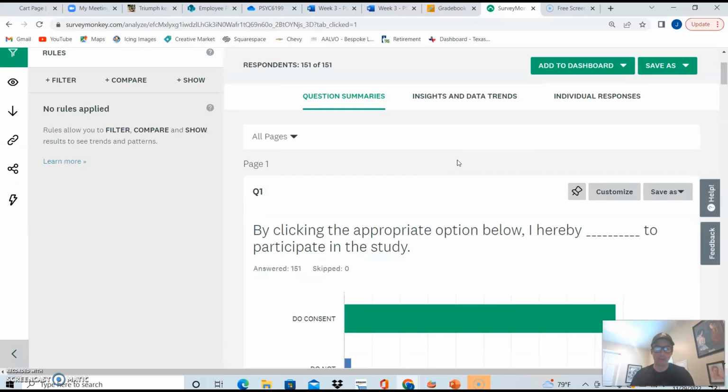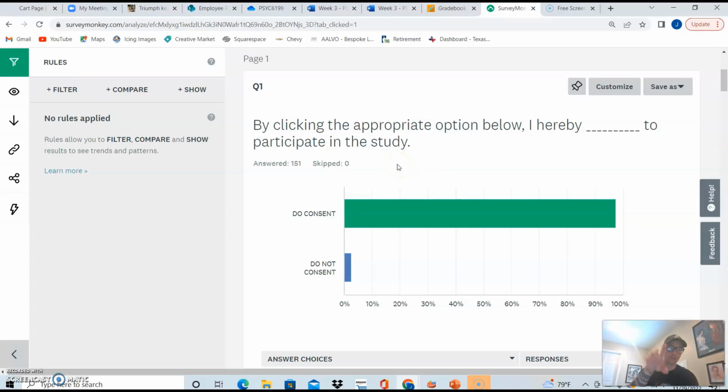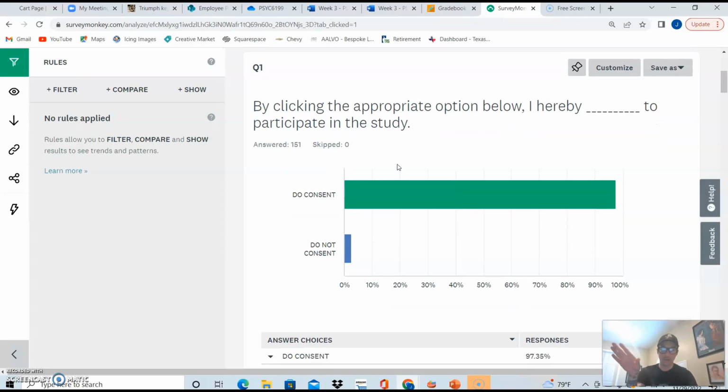Something that many people don't think about when they go to look at their data, right? So, for example, this is the first question the participants see, and this is whether or not they consent to be part of the study, right? In this question, it's a do or do not consent. And as I said before in the previous lecture, we had 147 that did and 4 that did not, right? So already, the maximum participants we can have for the study is 147.